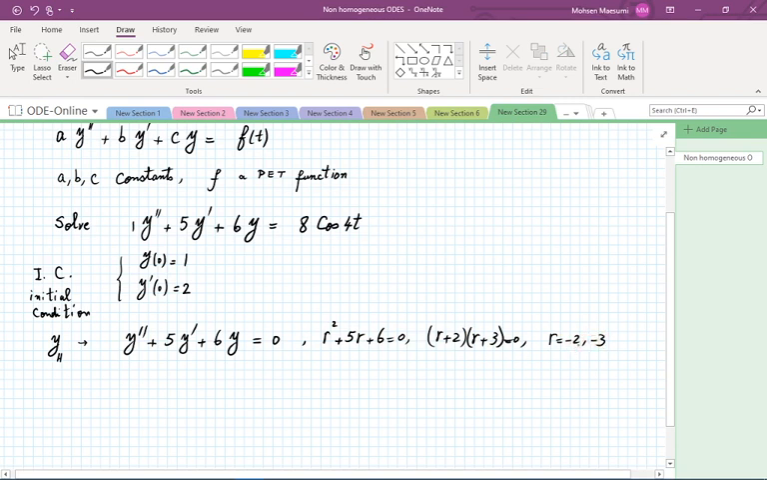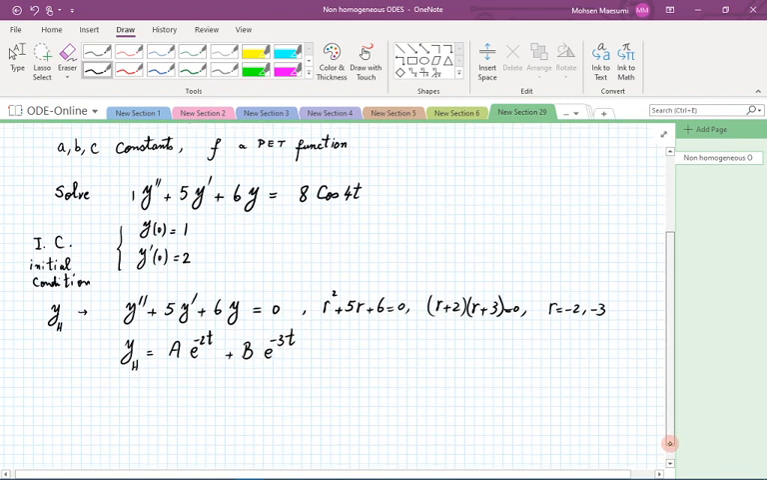Do you remember what we did next? The general solution of this equation is some multiple of exponential of the first root times t, plus some multiple of exponential of the second one. Okay, so that's quick from the previous lectures we had.